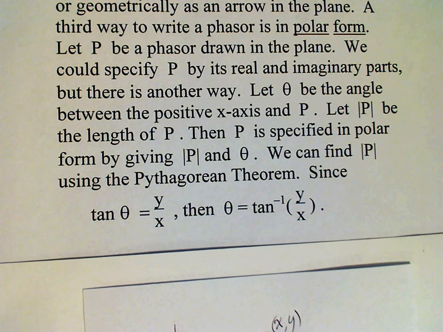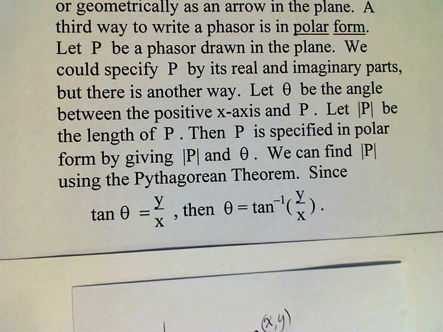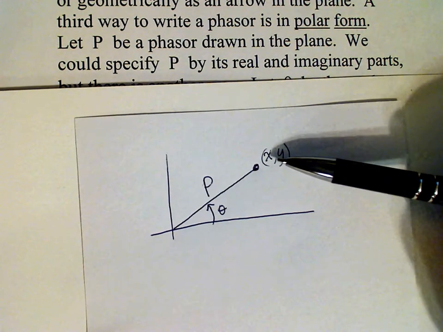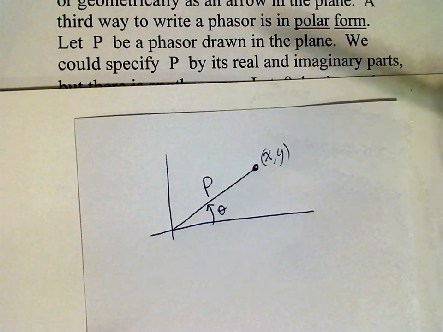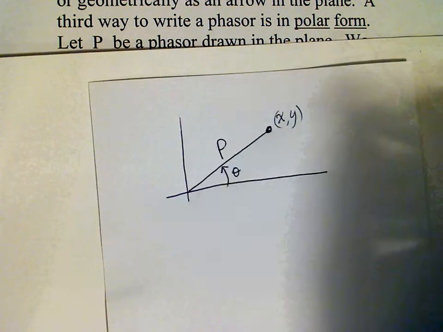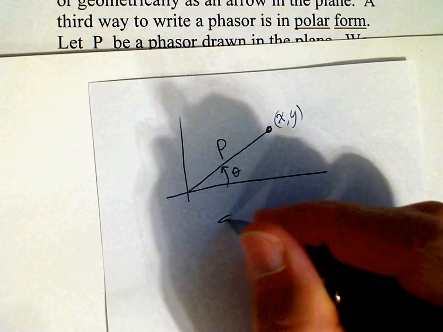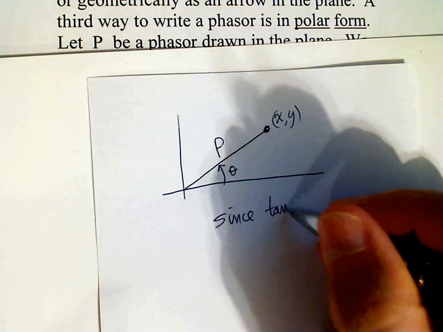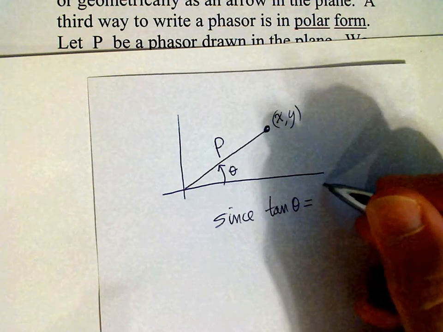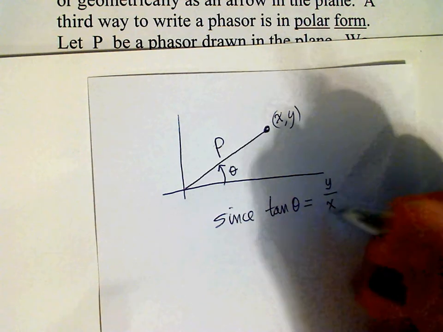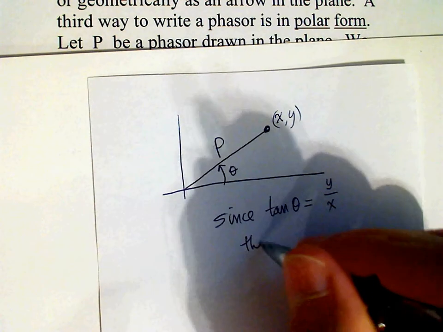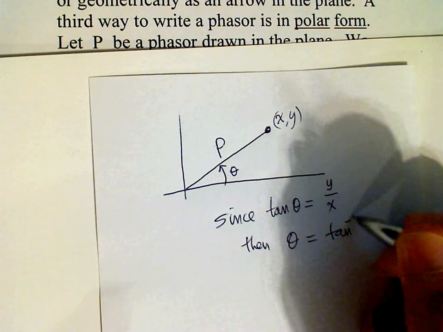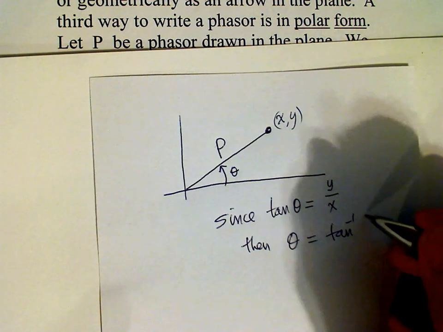Now, since the tangent of theta is given by y divided by x, that means that we can write, let me write that down, since tangent theta is equal to y over x, then we can say that theta is equal to the inverse tangent of y over x.